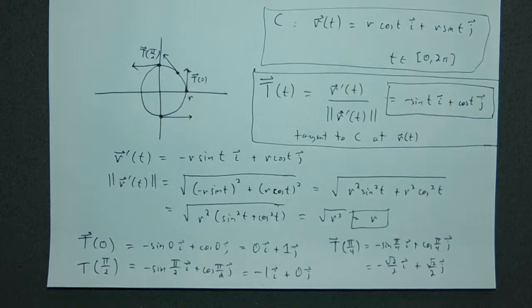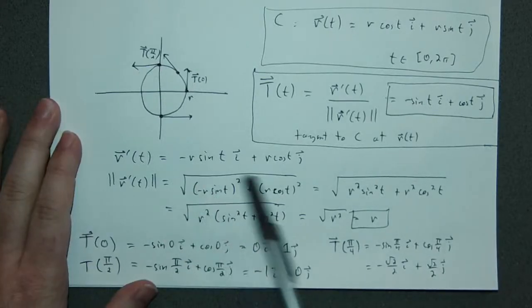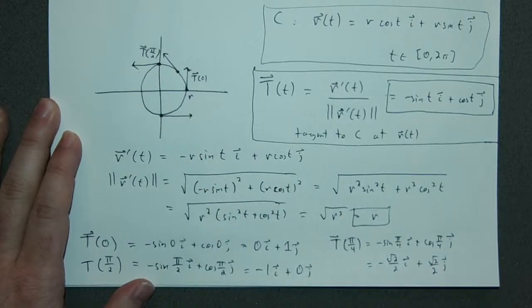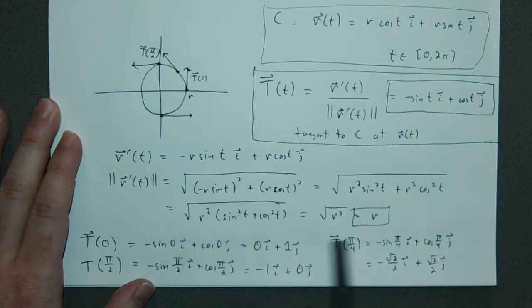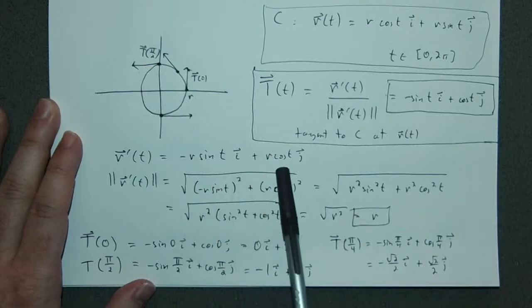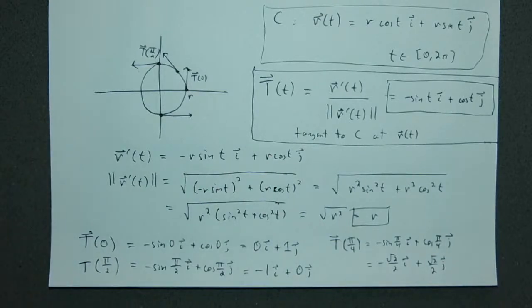Someone said in chat, I thought T is something divided by r. Well, r prime has r in it, right? So when I divide by r, the r goes away. That's what happens here. So r prime has the r in it, but I'm dividing by the length of r prime of t, which is just r. So the r goes away, and I'm left with minus sine t i plus cosine t j, which is what I get here. Okay. So that is the tangent vector.